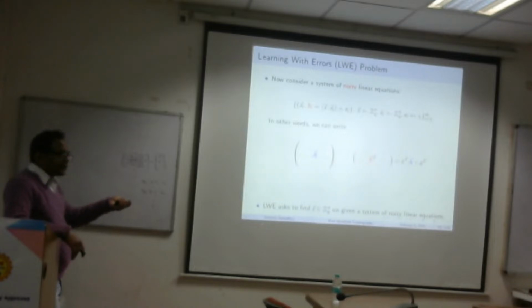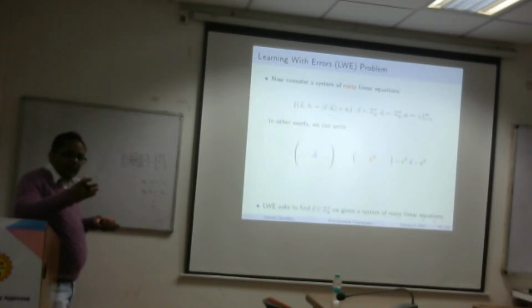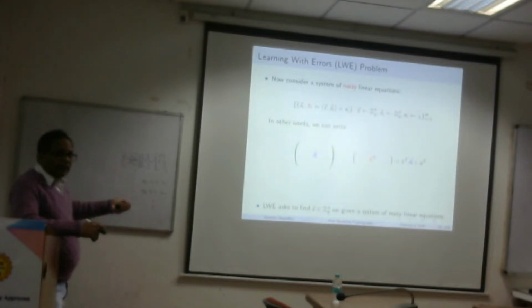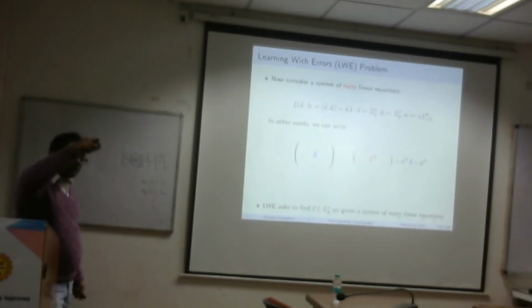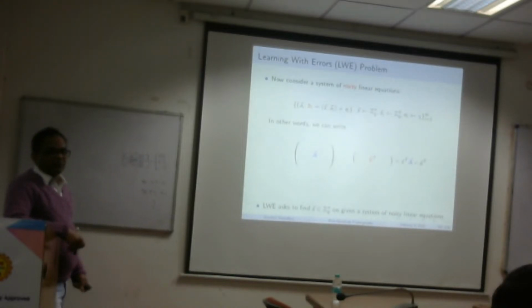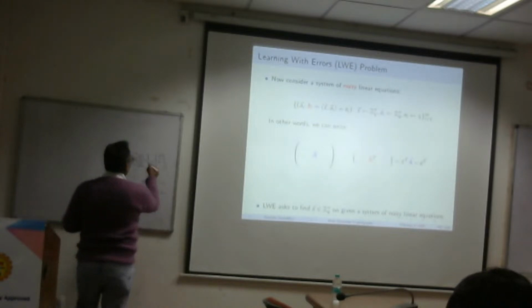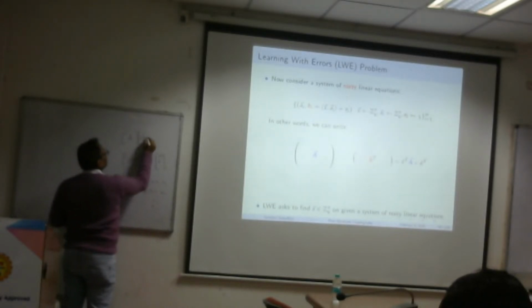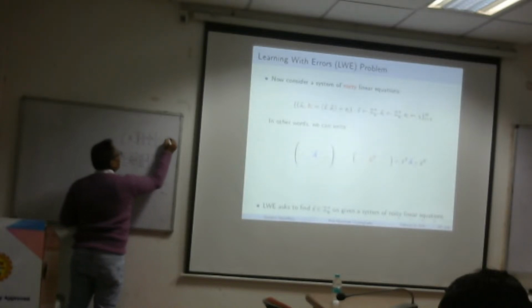So what LWE says is, I will give you A and I will give you that vector B, but that B is not coming from just A times S. It is coming from A times S plus some error vector. Can you find out what that secret S is? And you cannot. So this is learning with error. In equation form, it is not just A times the vector S, but also there is an error vector E, and now this is equal to B. So this is the equation.